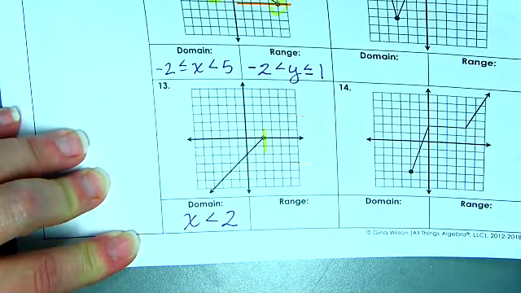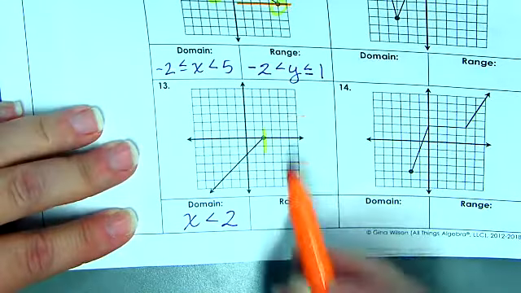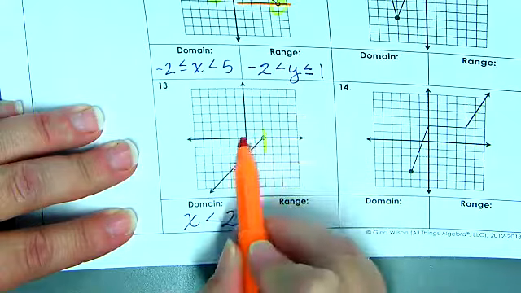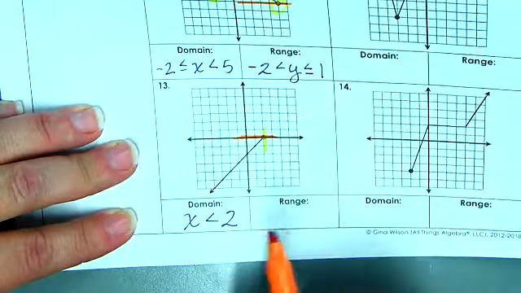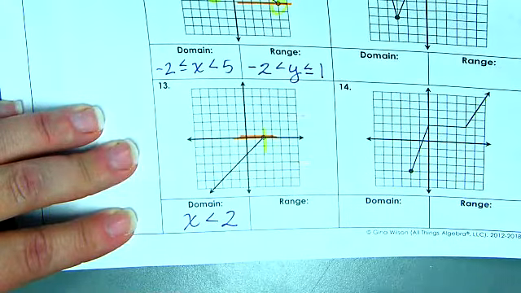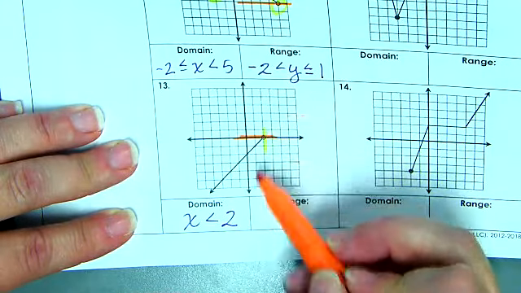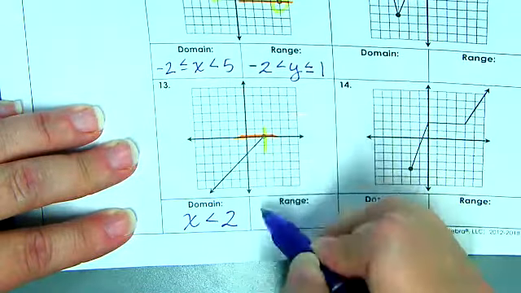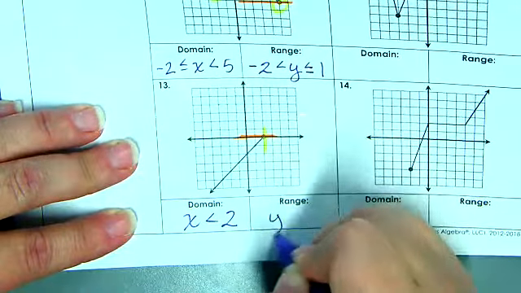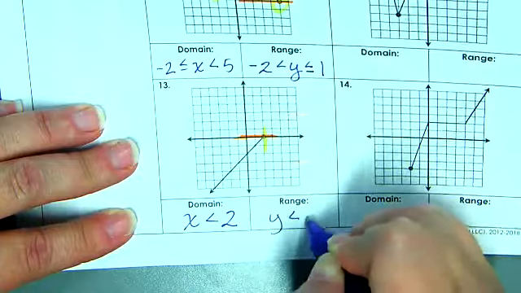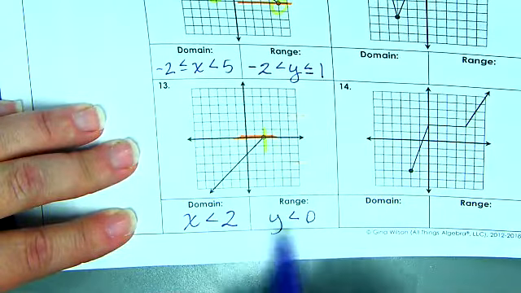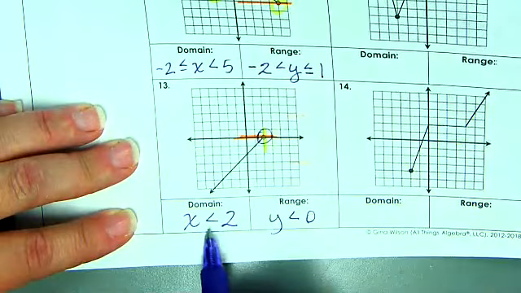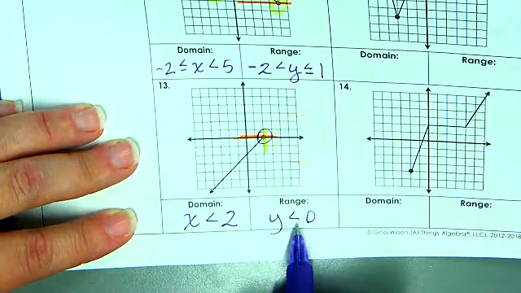Now, when I think about my range, I've got to think about, okay, what are my parameters? Well, there's no parameters on the low end, but the high end, it's at 0. So I can have anything that's below 0 on the y value. So anything that's less than 0 on the y value. So this is going to be y is less than 0. And notice I don't have equal to's because it's an open circle. That open circle, I do not have an equal to bar.